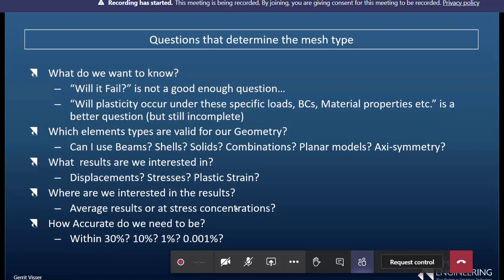It doesn't mean that the others are not valid. Now, the reason I mention this is, depending on what I want to know, I might use a different element that's a lot easier to set up, easier to run, and get to this answer really quickly.